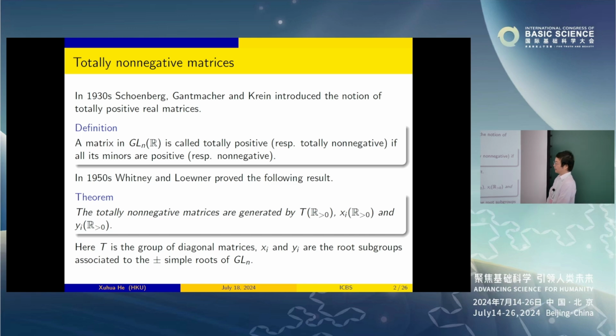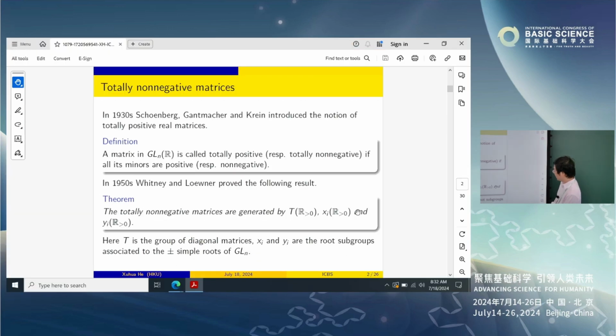In the 1950s, Whitney and Loewner proved the following result, which is very useful. In particular, if you want to write down examples of n by n totally positive matrices, you can now easily do so by using the theorem.